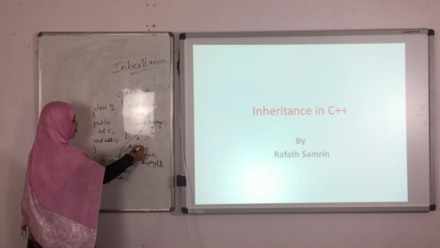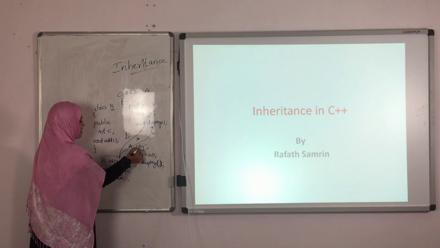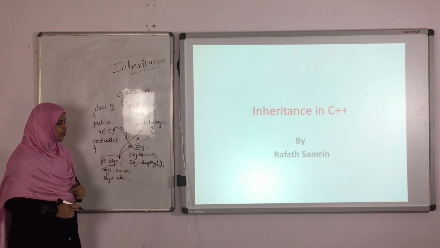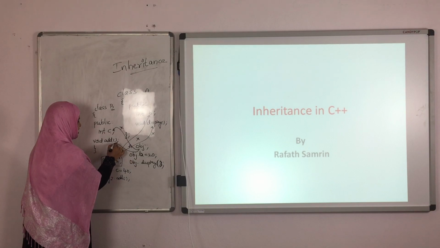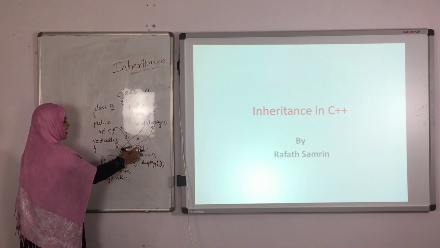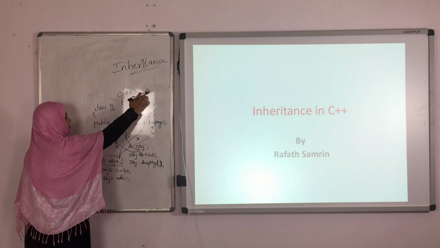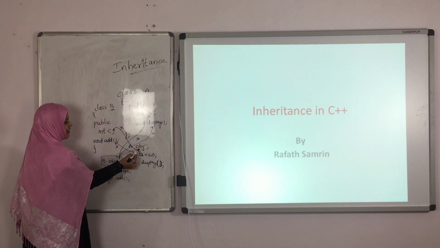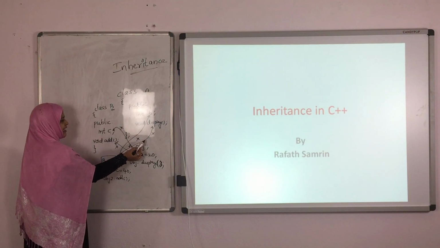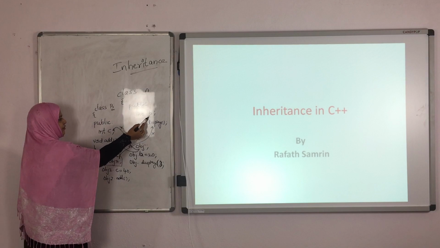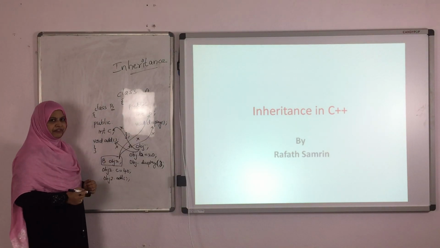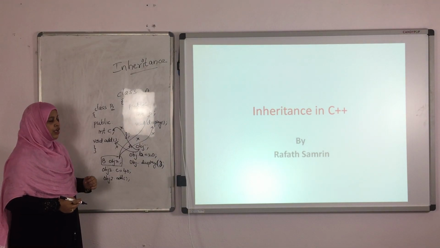Here by using this obj object, is it possible to access the C variable? No. By using this obj, is it possible to access this add function? No. Why? Because this obj is the object of class A. By using the object of class A, we can access the data members and member functions of A only. We can access b as the data member, and we can access the display member function, right?